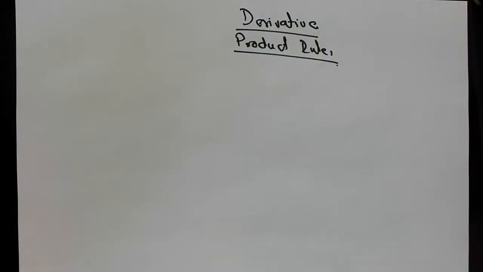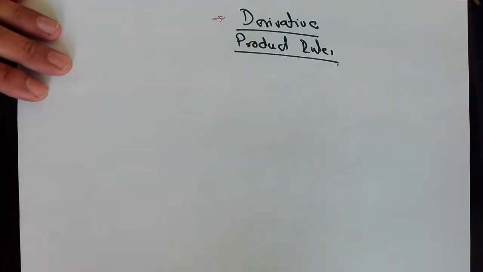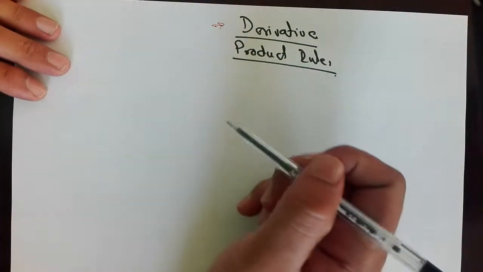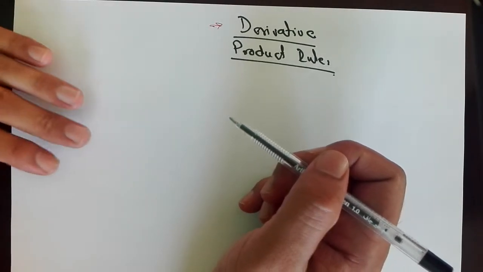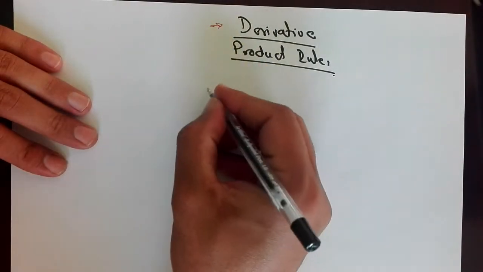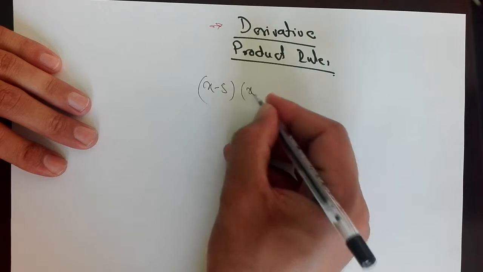We are discussing derivatives. In derivatives we discussed the power rule. I told you in previous videos about the power rule, so I will solve some questions related to the power rule today. Like I have a question: x minus 5 multiplied by x minus 3.